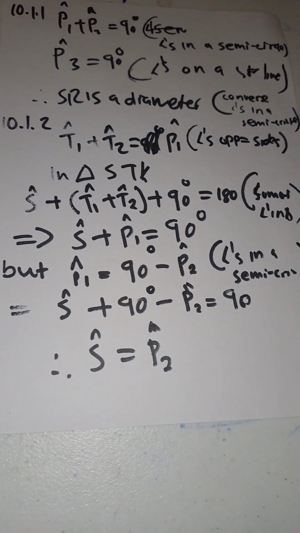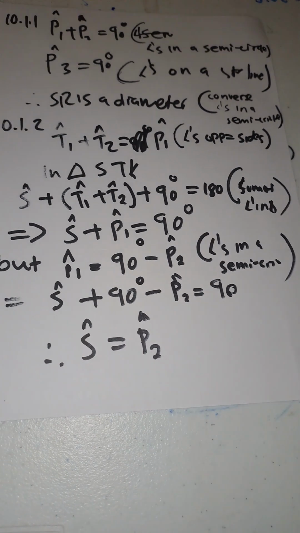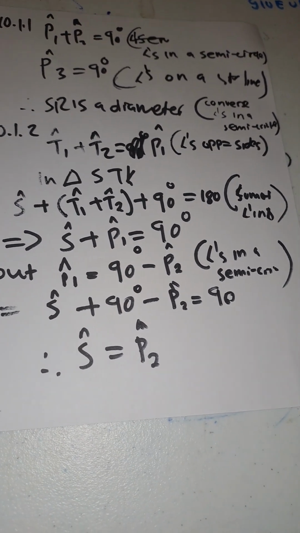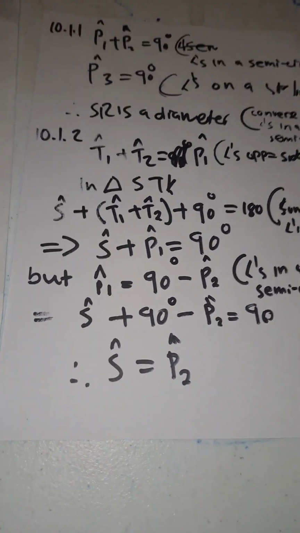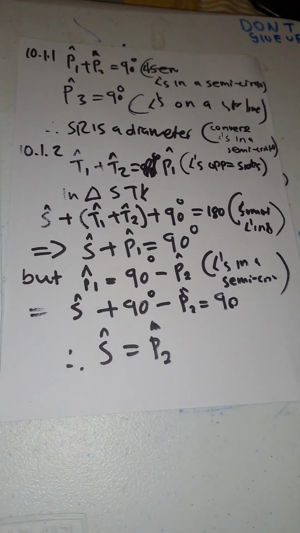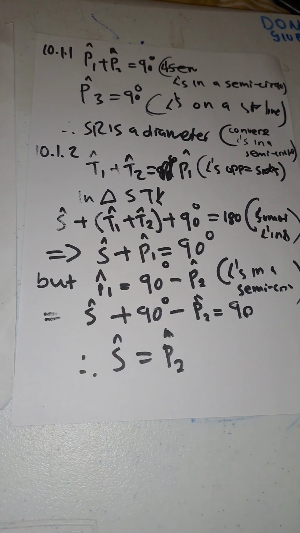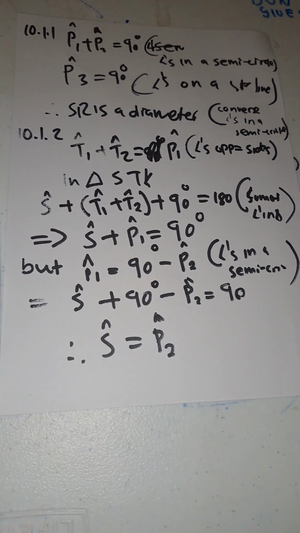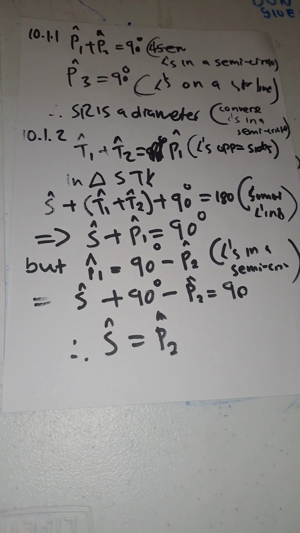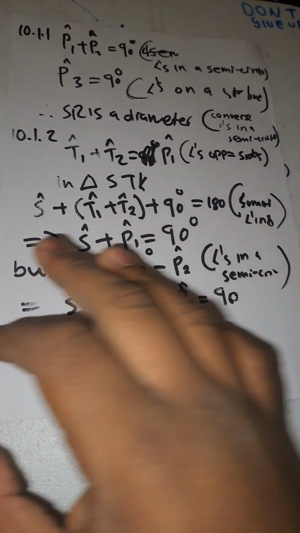Okay, because I have a 90 degree in that triangle. Don't forget the 90 degree that I showed you. Because in triangle STK, I have the 90 degrees, which is just K1 plus K2, and then there is T1 plus T2, and there is S. So yeah, that's how it is supposed to be.